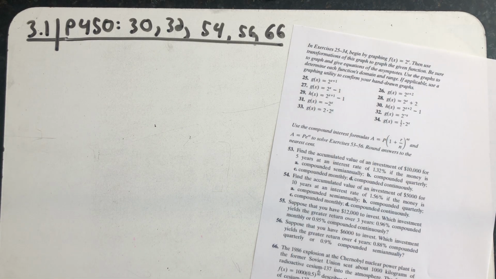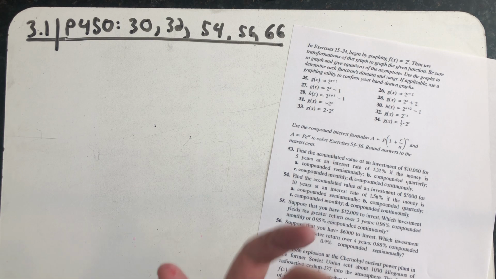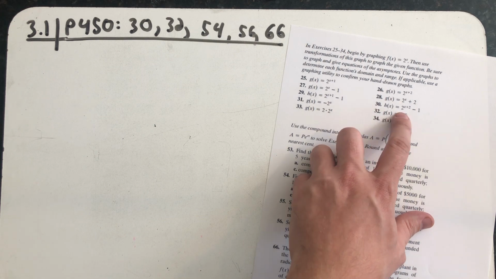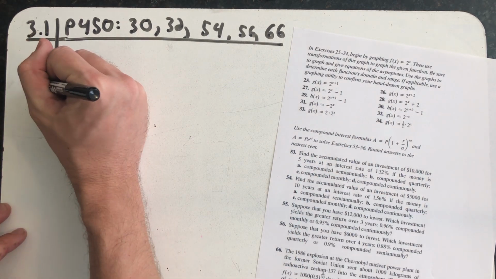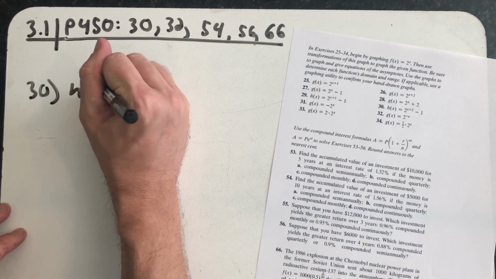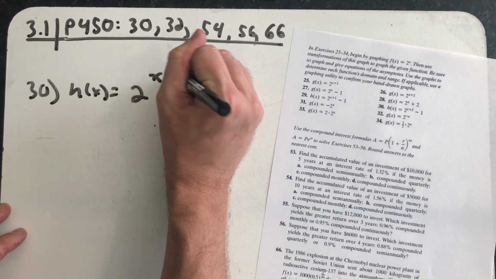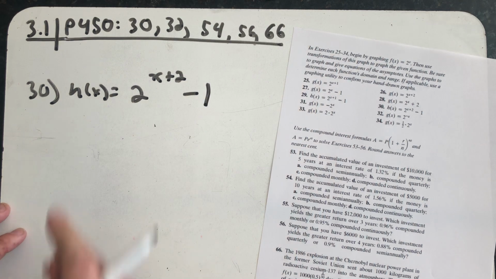In this video, we'll be doing some examples from section 3.1 of our textbooks, beginning on page 450. Question number 30 here is asking us to graph the function h of x equals 2 raised to the x plus 2 minus 1.